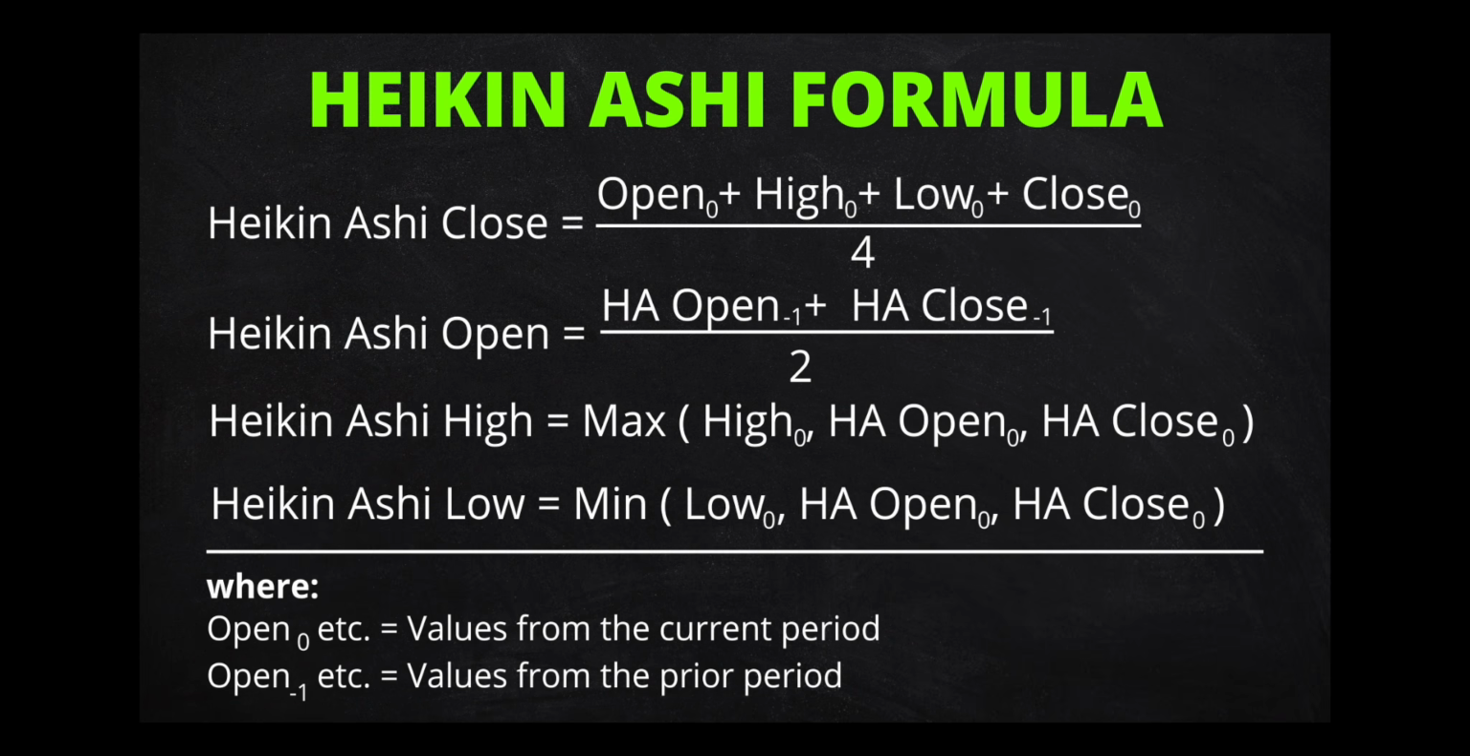For the Heiken Ashi open, the formula is different. It's calculated by summing the Heiken Ashi open and the Heiken Ashi close from the previous candlestick and dividing this amount by 2. That's the reason the next Heiken Ashi candlestick will always open at the middle of the body of the previous Heiken Ashi candlestick. The Heiken Ashi highs and lows aren't any different from the regular Japanese candlesticks.